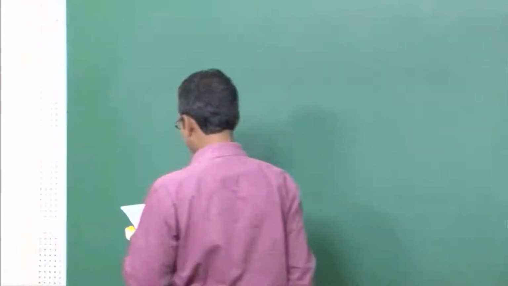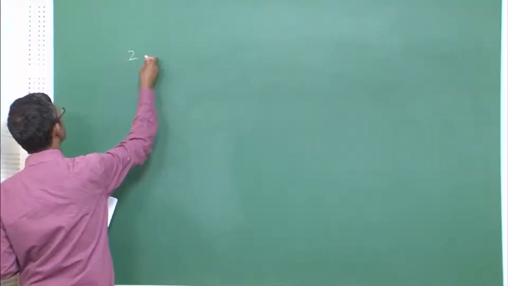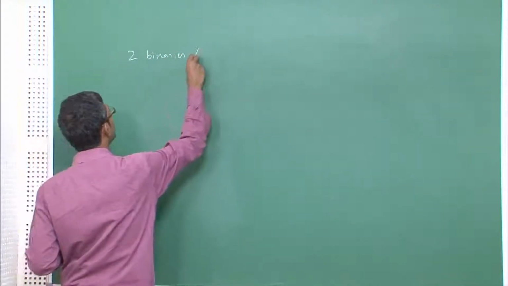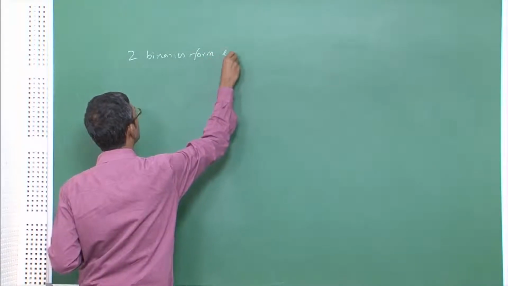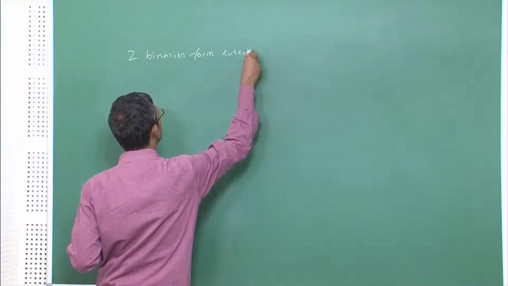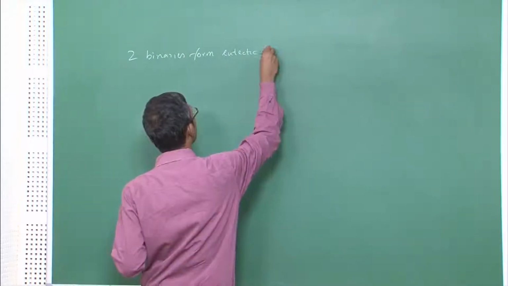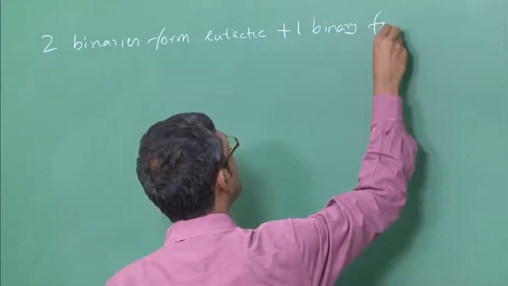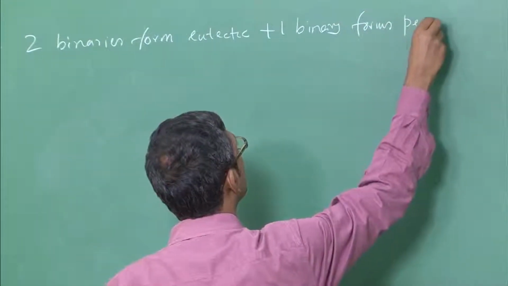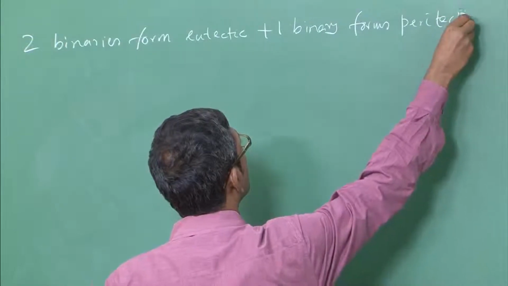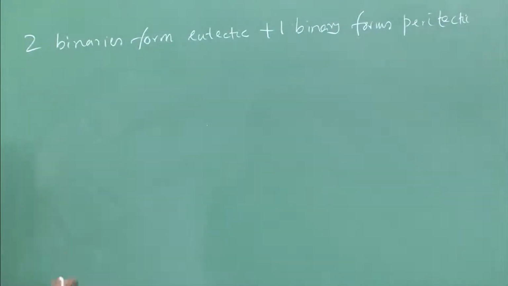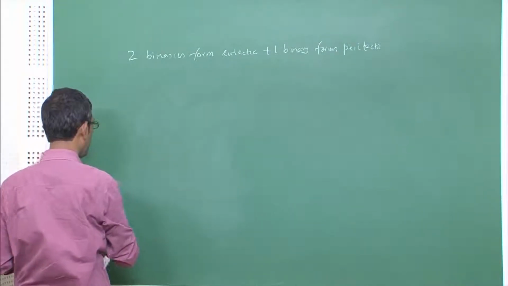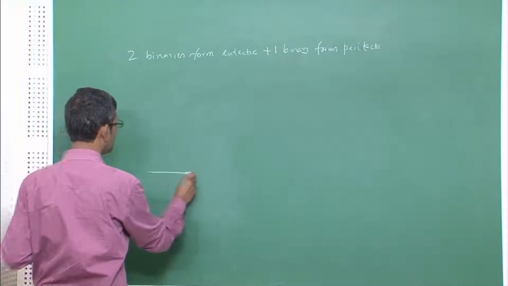One is that 2 binaries form eutectic and 1 binary forms peritectic. So, how will it look? Let us draw it, although it will be a little complex, but still follow me, you will be able to understand it very clearly.